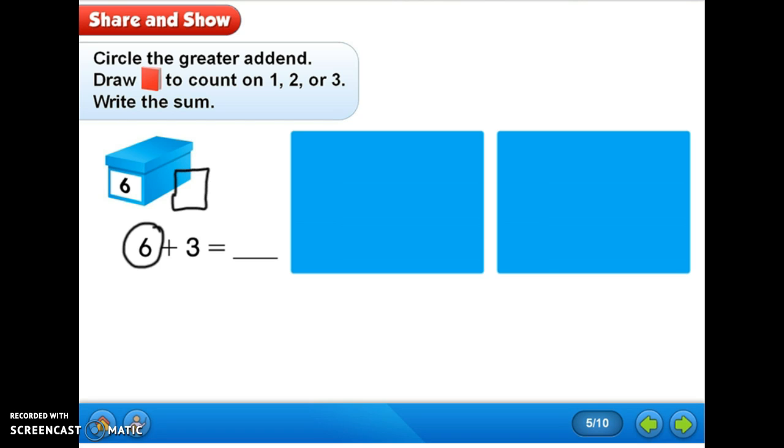1, 2, 3. And now I'm going to count on. So I'll start at the number 6, 7, 8, 9. So 6 plus 3 equals 9. All right, let's look at another one.